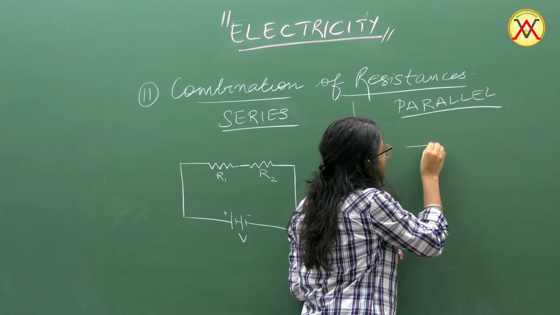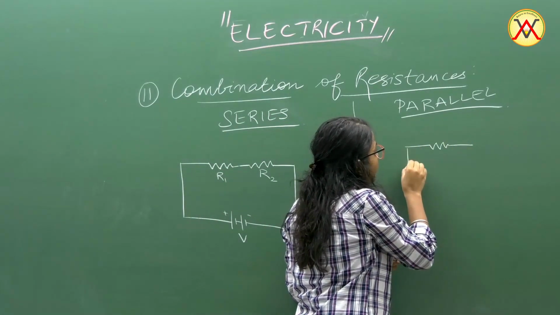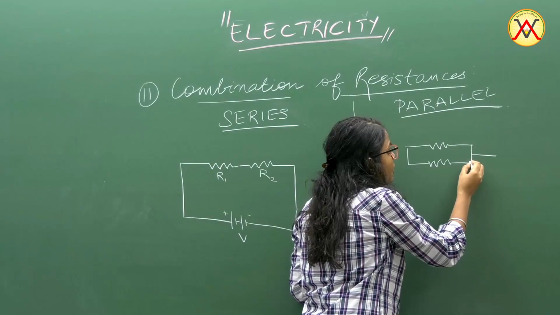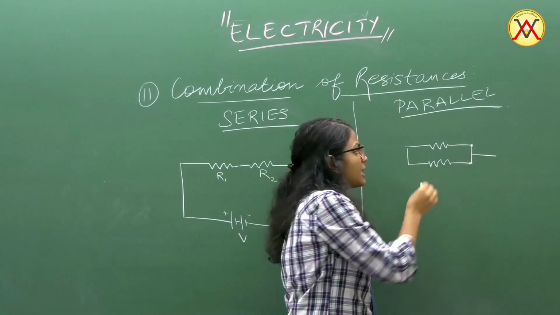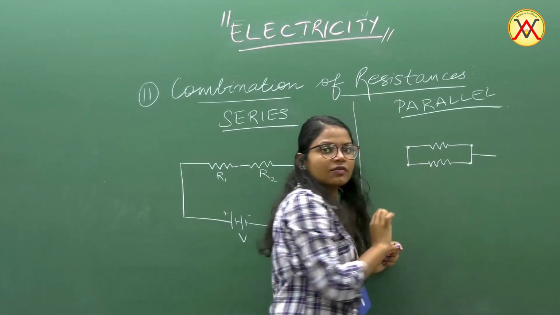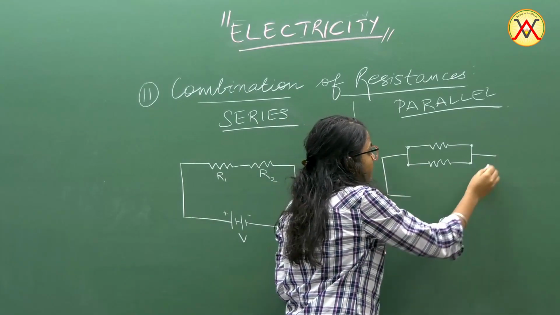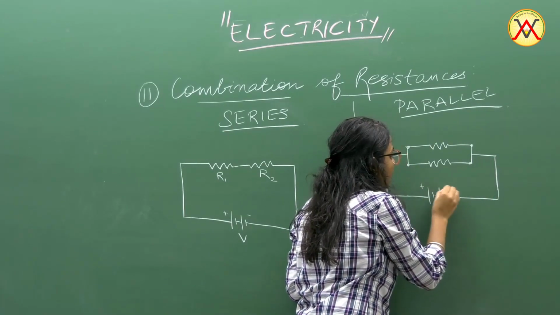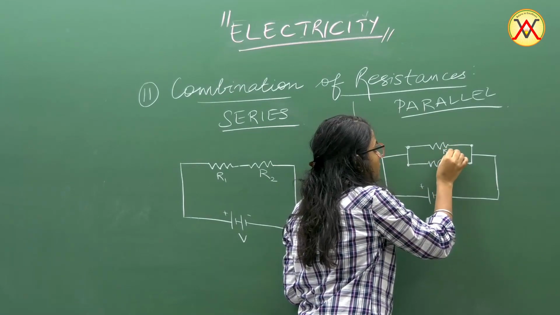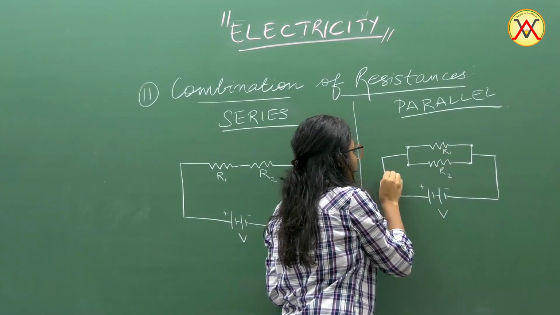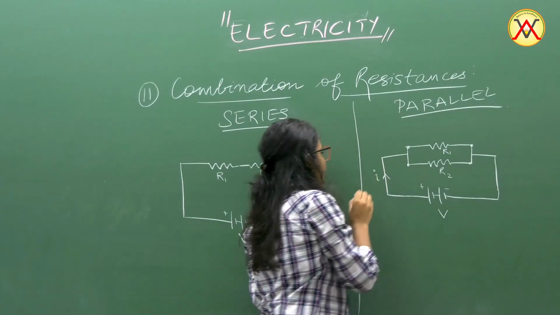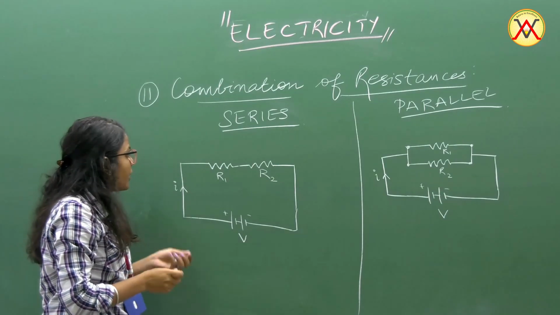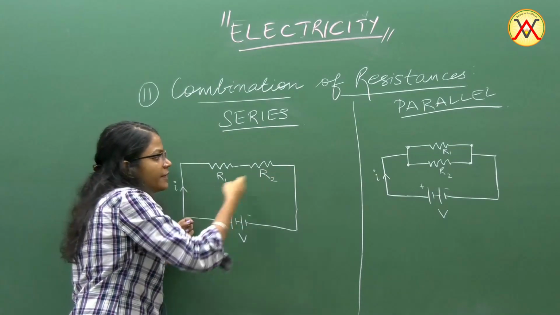Let's talk about parallel combination. Make two stand one after another so that left of one is connected to the left of the second and right of one is connected to the right of the second. Then we are going to connect it through a battery, again of potential difference V. Let's suppose from here current I is flowing. Let's suppose from here also current I is flowing.